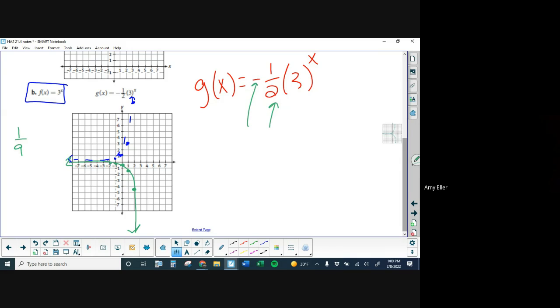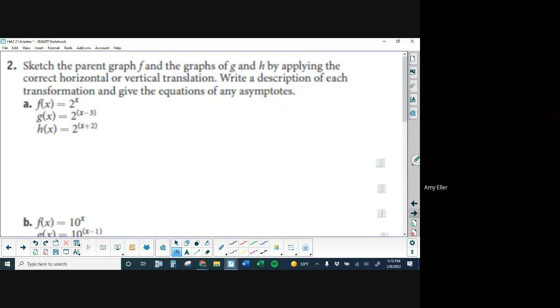Flip the page. Go ahead and let's do 3B.